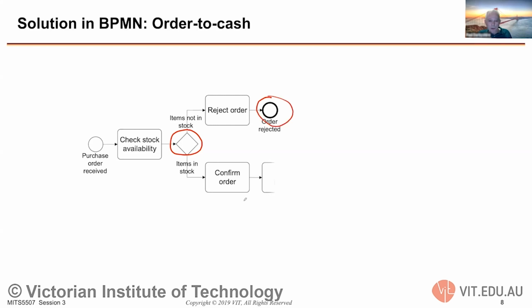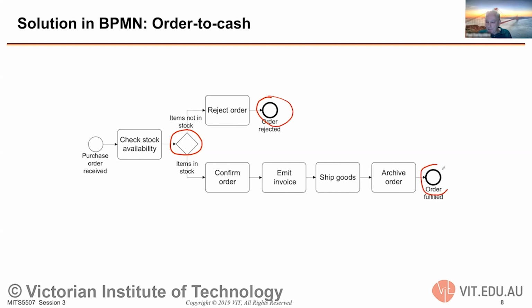Otherwise, if we confirm the order, then we emit the invoice, we ship the goods, we archive the order, and then we end the process. The order is fulfilled. There's a couple of things here we've used which is different. First, the gateway. The gateway is used to split the flow. Basically, we're making a decision. The flow moves into the gateway. Are the items in stock or not in stock?